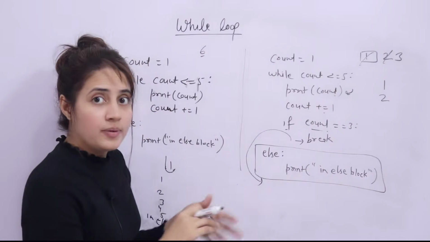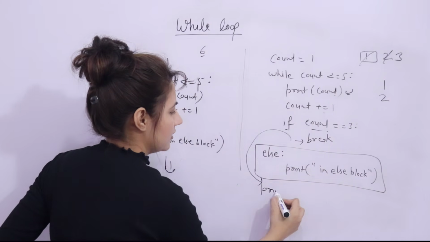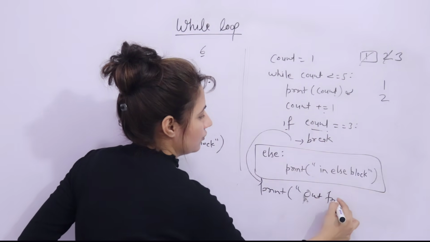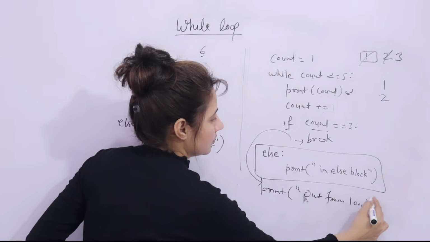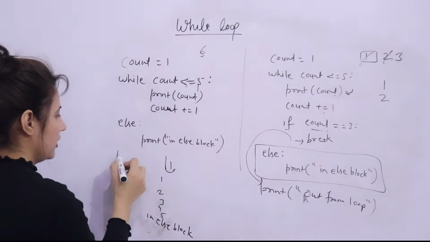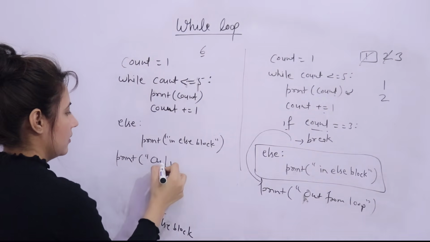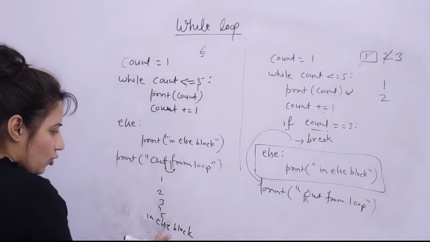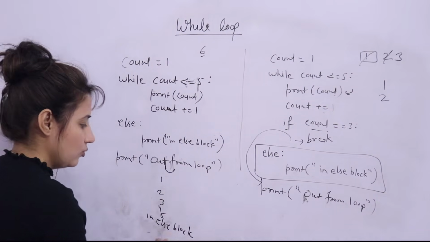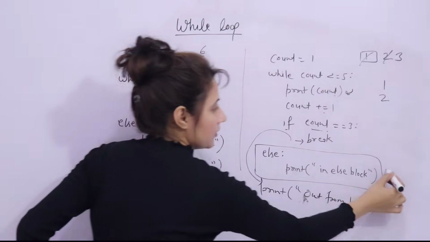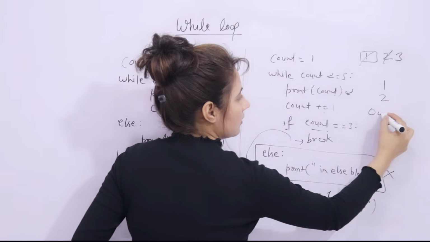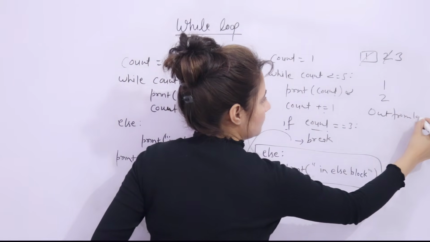So this block would not be executed. If we have written any other statement like print "out from loop" here also, then in the normal case the else block would be printed, then "out from loop" would be printed. But in this case the else block would not be printed. Only 1, then 2 and then "out from loop".